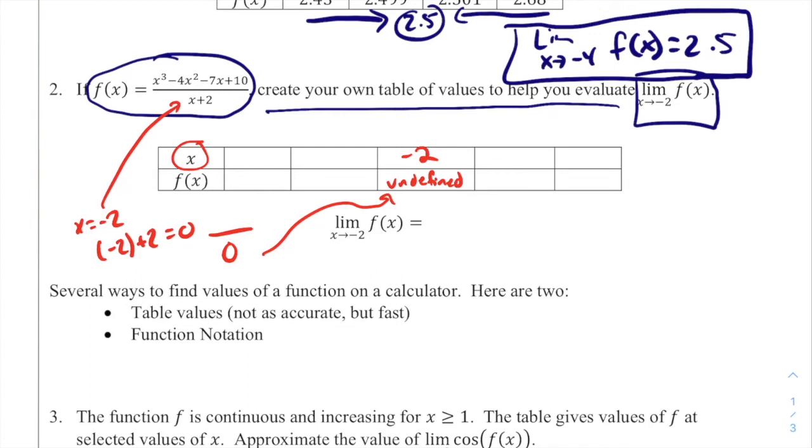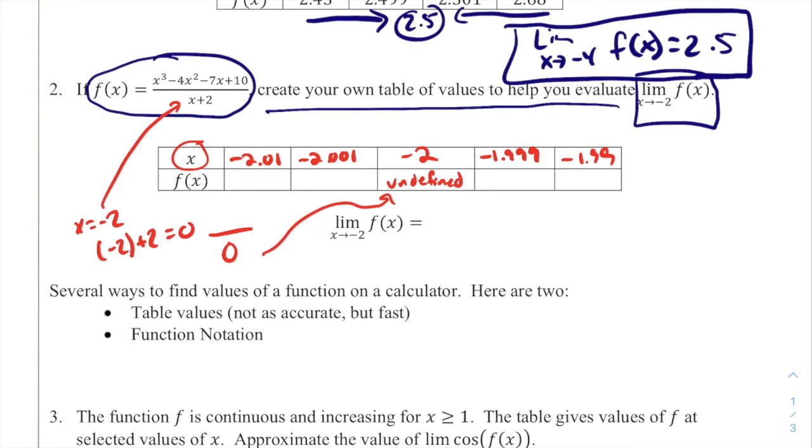What I'm going to do next is think about what values I want. I want some values that are very, very close to it from above and below. So I'm going to do -1.999 and -1.99 to get some values that are slightly above. And then I'm going to do -2.001 and -2.01.